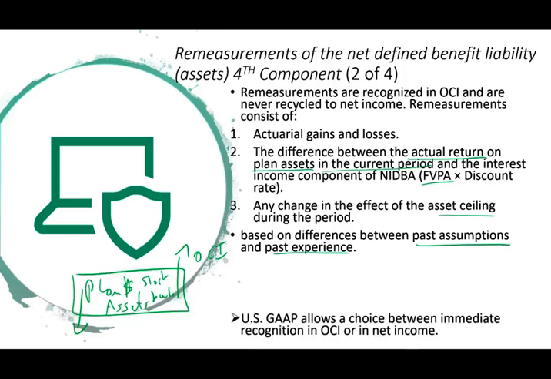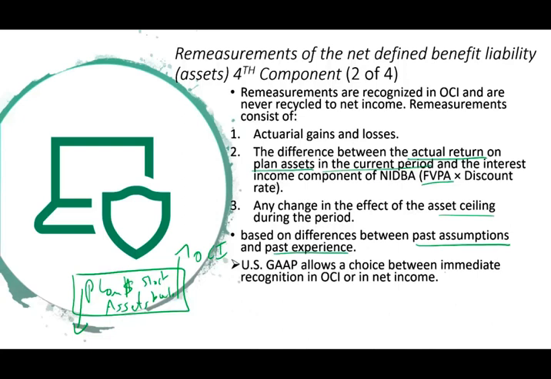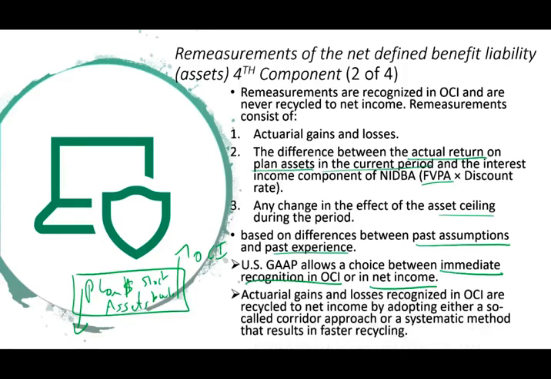Now, under US GAAP, it allows a choice between an immediate recognition in OCI or net income. Under US GAAP, you can go ahead and dump everything into net income if you choose to, or you can put it into OCI. Actuarial gains and losses in OCI are then recycled to net income through something called the corridor approach or a systematic method to result in faster recycling. So if we have a lot of gains in the stock market in a particular year, we will take it to the income statement once it exceeds a certain limit. Again, I don't want to confuse you. But if you're interested, go to my intermediate accounting pension chapter. But there's a corridor approach.